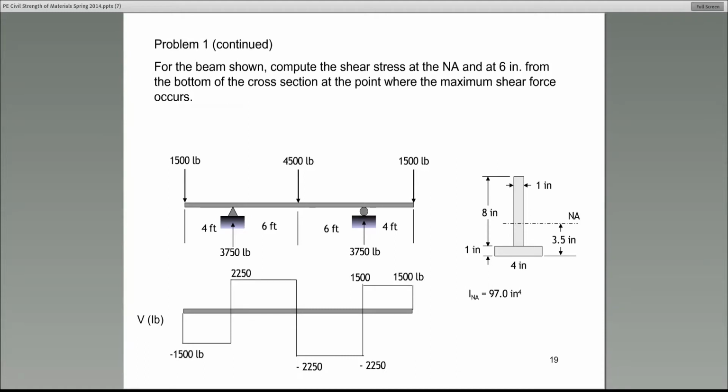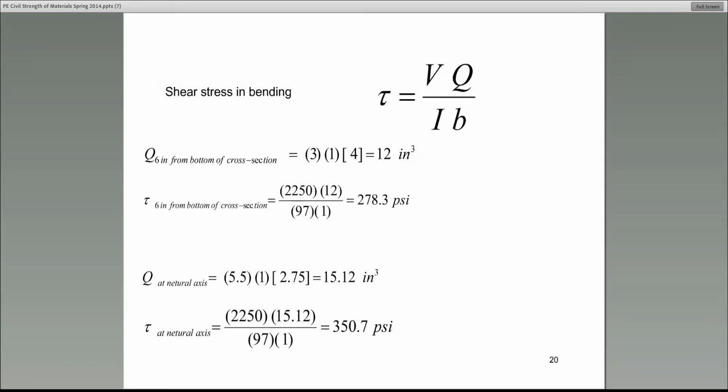All right, here we've got the same problem. This is based on flexure, the topic of flexure, and we're talking about shear stress in bending. Specifically, they will say this, shear stress in bending. So as soon as you hear that terminology, remember the equation that you need is this equation.